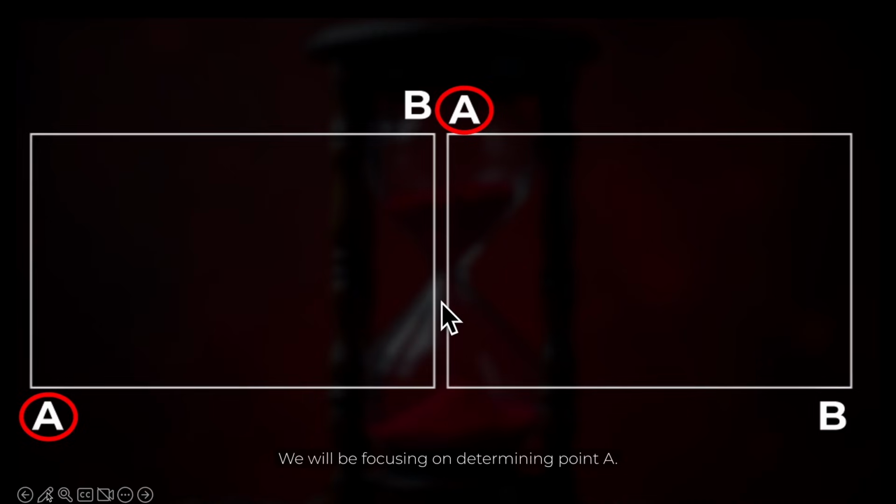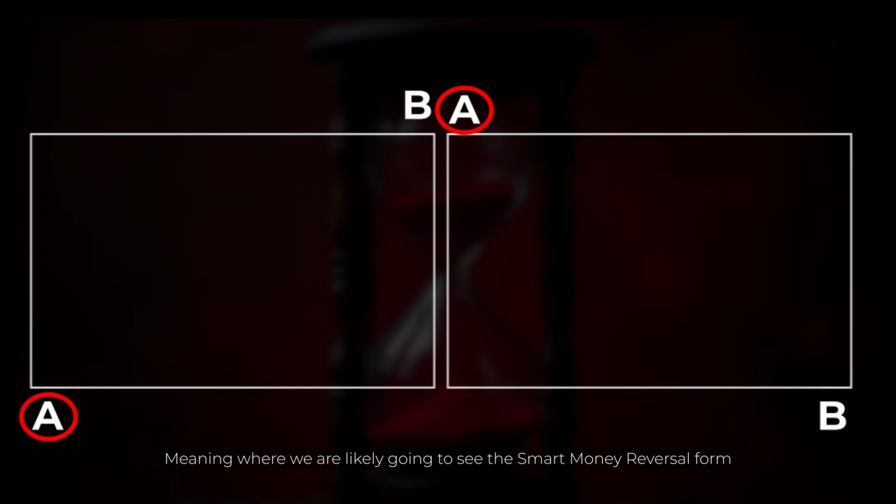Now, what we will focus on during this lecture is the following. We will be focusing on determining point A, on the bottom left within a buy program and on the top left within a sell program. Point A is the inception of the new program, whether it be a buy program towards the upside or a sell program towards the downside. By utilizing points of interest, we're able to anticipate where point A will form, meaning where we're likely going to see the smart money reversal form.